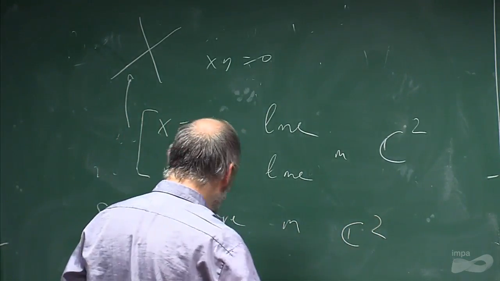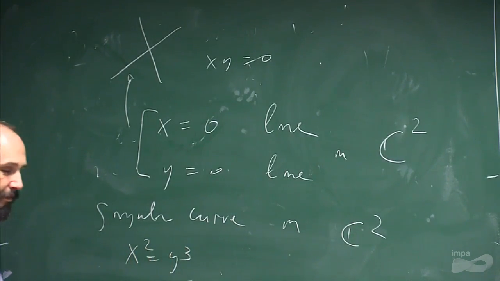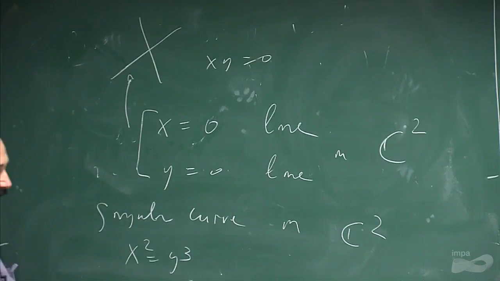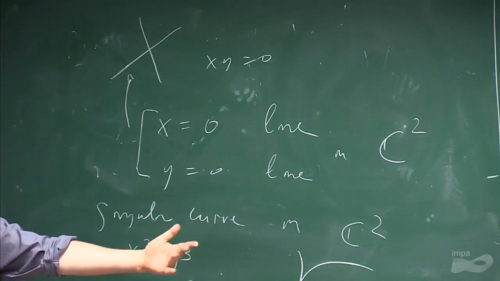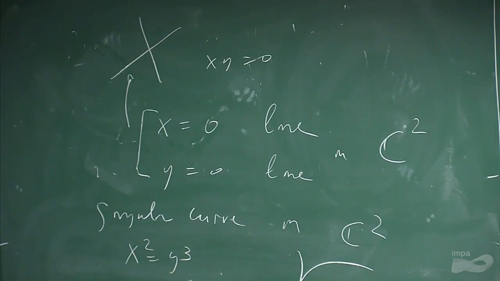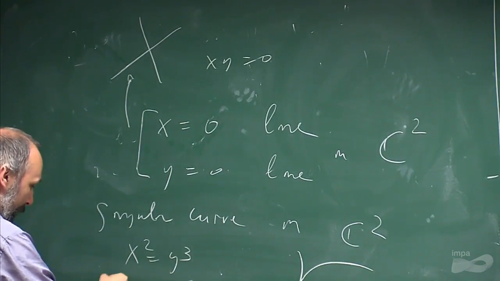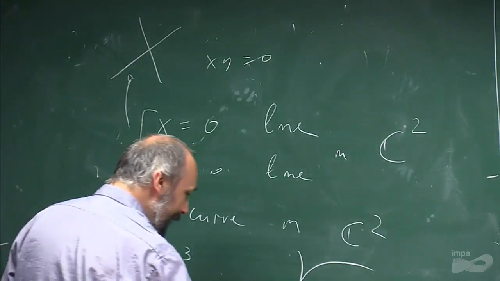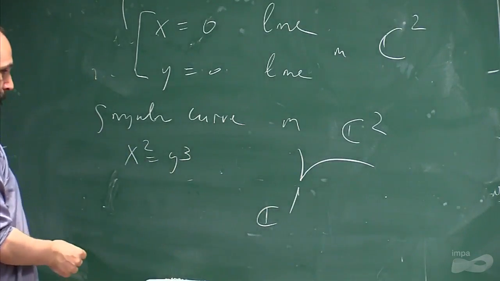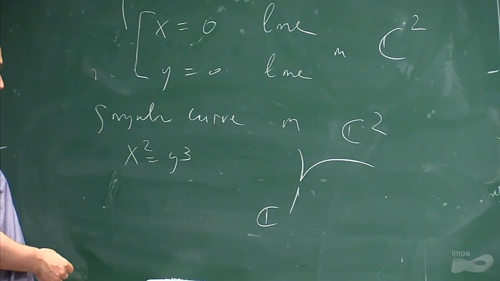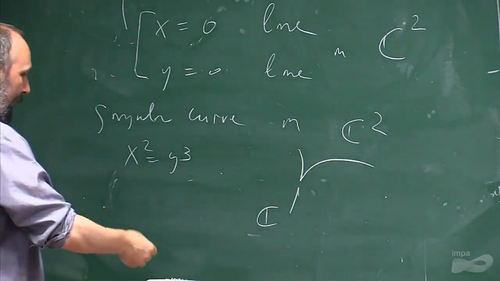In C square, defined by x square equals y third, it has this kind of singularity. You can easily see its graph, and you will see that it is singular. But then let's consider a map from C to this curve. If you have a map from C to this curve, this means that you have a map from the corresponding ring.